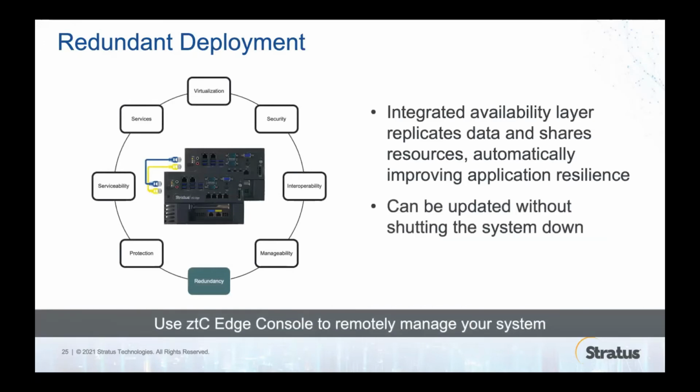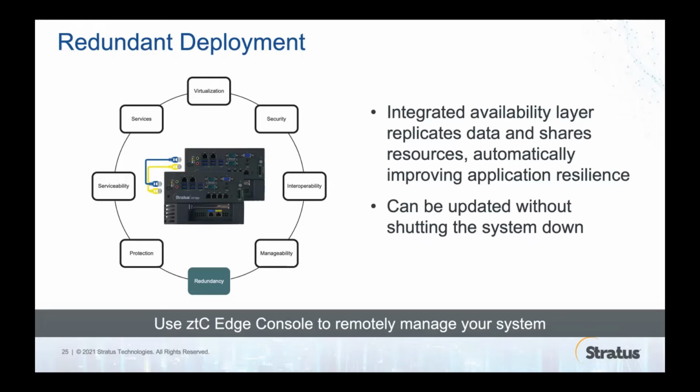Right, redundant deployment, very, very important. When we created the Stratus ztC Edge, that was the first time that we actually deviated from a high availability system or a fault tolerant system. What I mean by this is that the ztC can be deployed as a single node system or as a dual node system, as you see here behind me.